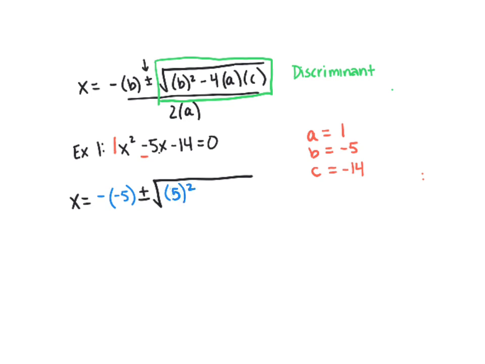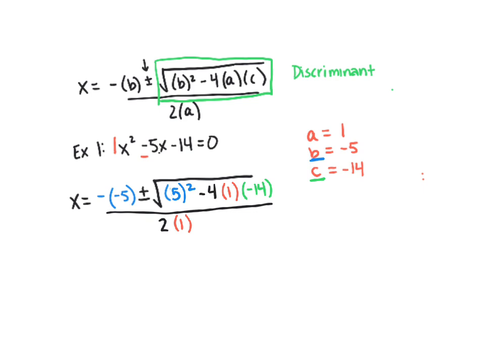5 squared minus 4. Our a term we're going to keep as red. Our a term is 1. And our c term I'm going to make green, -14. All of that over 2 times our a term, which is 1. So anything that I wrote in black stays the same every single time when we do quadratic formula, but I'm going to make our b term blue, b for blue, c is going to be green, and a is going to be red.